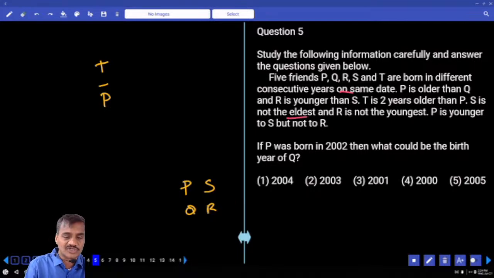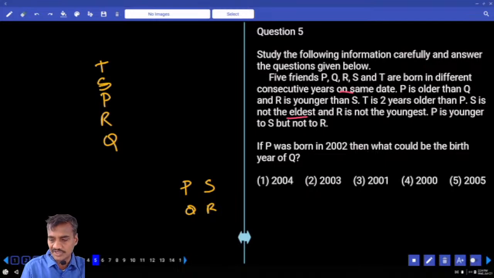S and R is not the youngest. R cannot be the youngest. S is not the eldest. Then where to put this S? S is here. And below this S, we need to have R. And after this R, you need to have Q. And what is the final order we have? T, S, P, R, Q.